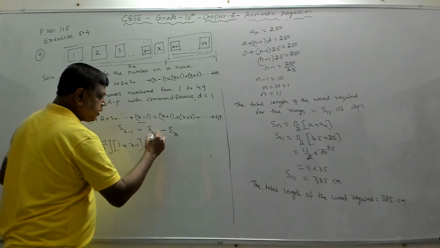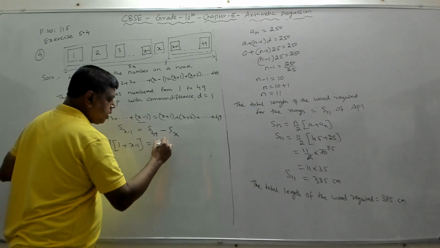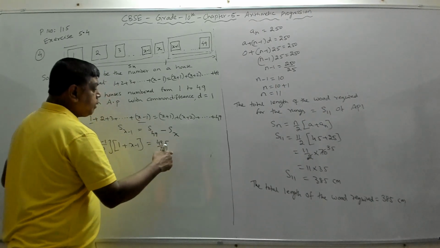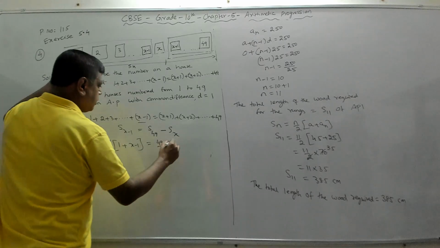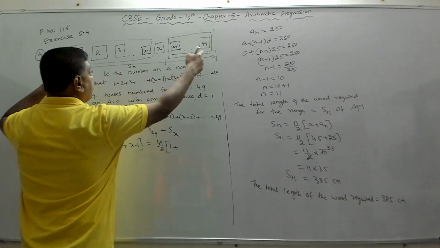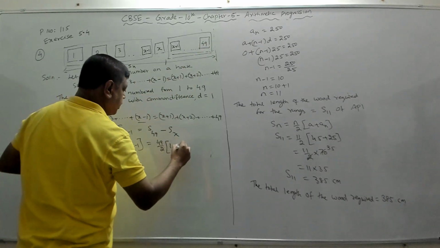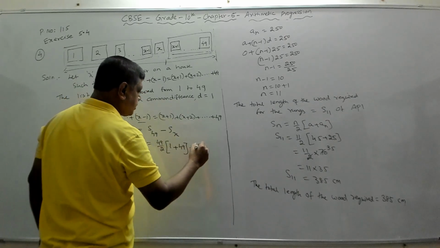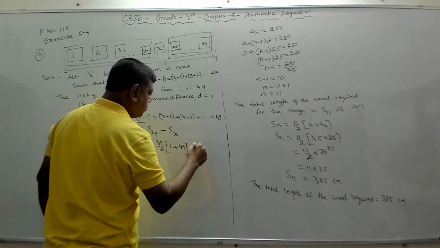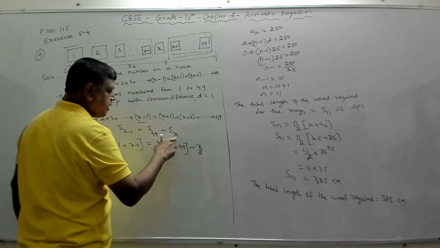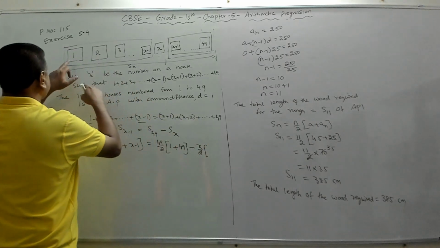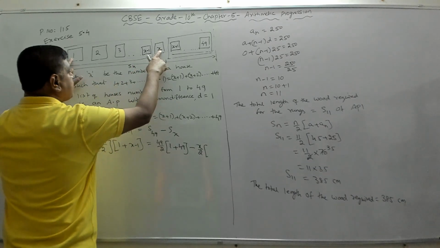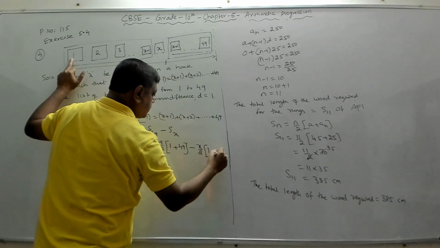That is equal to now 49. 49 by 2 into a plus an, where a is the first term 1, plus what is the last term of the full? This 49. That is your S49 minus Sx. Sx is x by 2, because your n is x, into a plus an. A is 1 plus the last term of this is x. So 1 plus x.